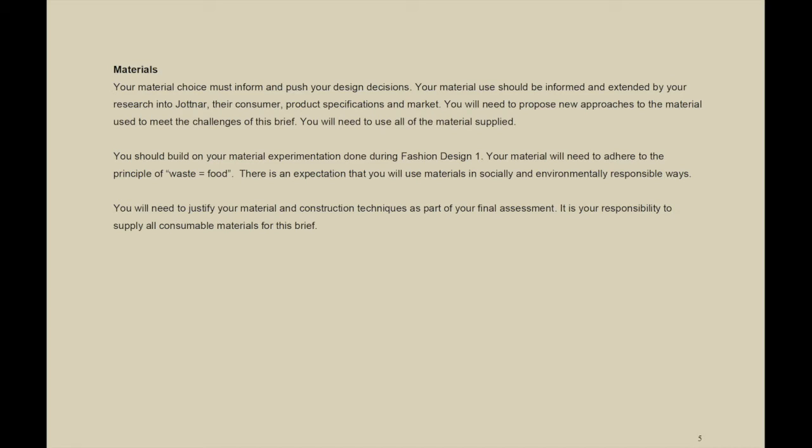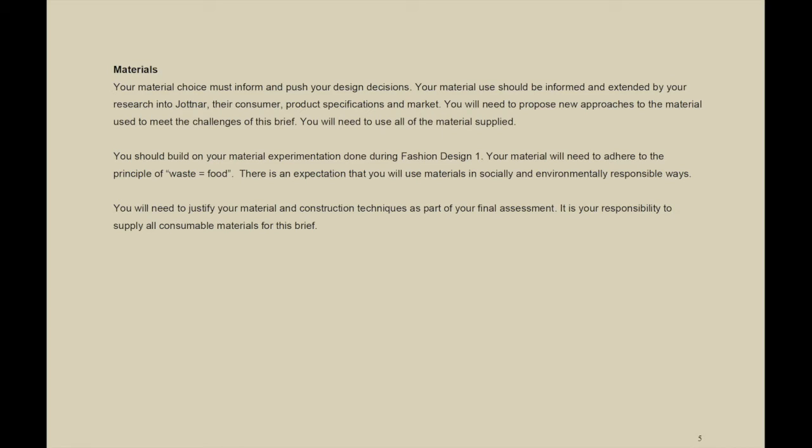You will need to propose new approaches to the material used to meet the challenge of this brief. So new approaches might mean different uses for a type of material, or it might mean different materials for a particular purpose, or new ways of producing a material, or new ways of using a material. You will need to use all of the materials supplied. So let's say you're given a piece of a product. You need to use the entire product. You can't just use a small portion of the product and a bunch of other material.